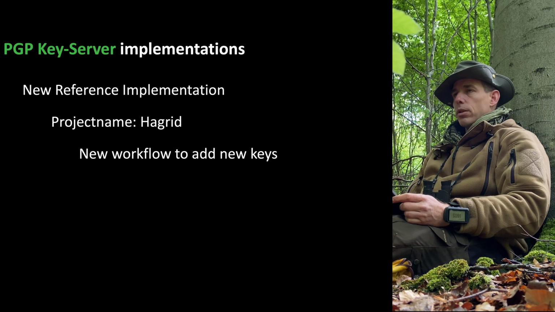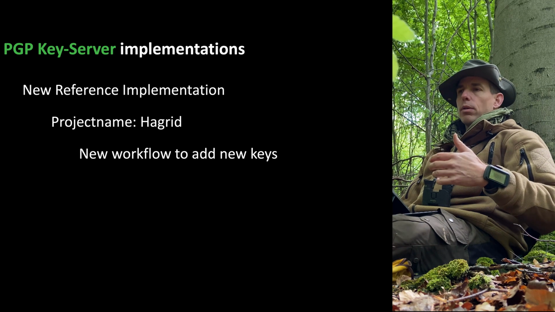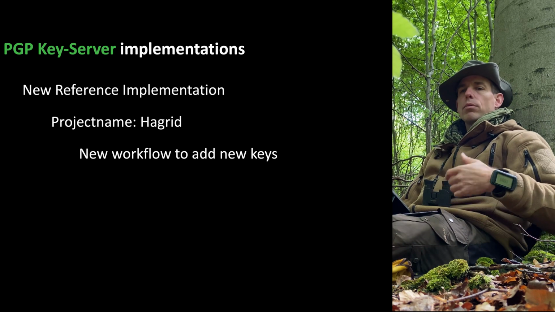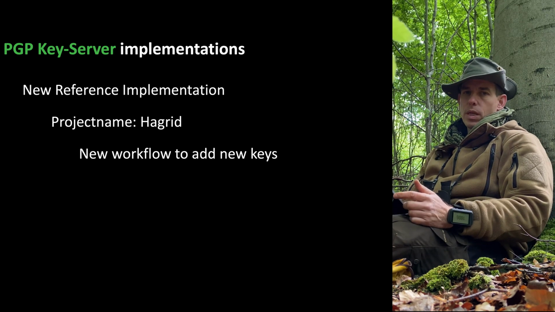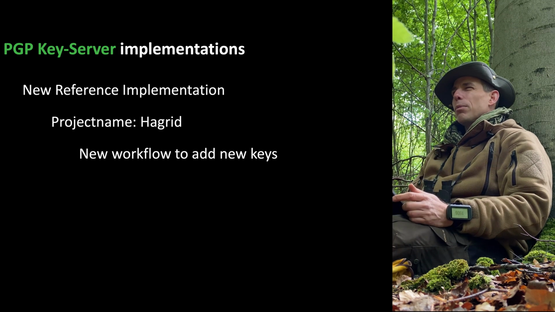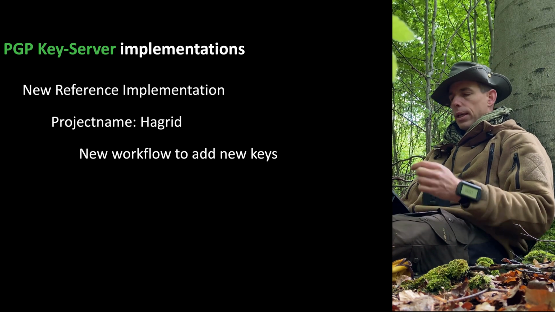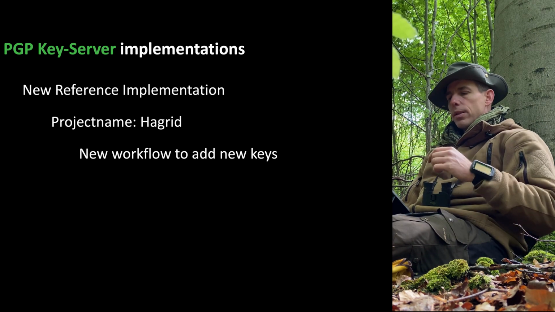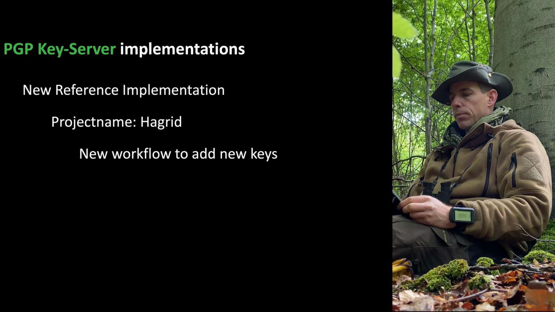The new reference implementation, I think the project name is Hagrid. It added some workflows for adding keys. In the old days, you could just upload a key. Now you have to upload a key, you get a verification email, you have to verify that you are the owner of this email address, and then you can add one. I'm not sure if they put in some delay just to make sure it's not misused or whatever. But this is the new reference implementation, and you can install it, it's open source and so on. So everything's fine.